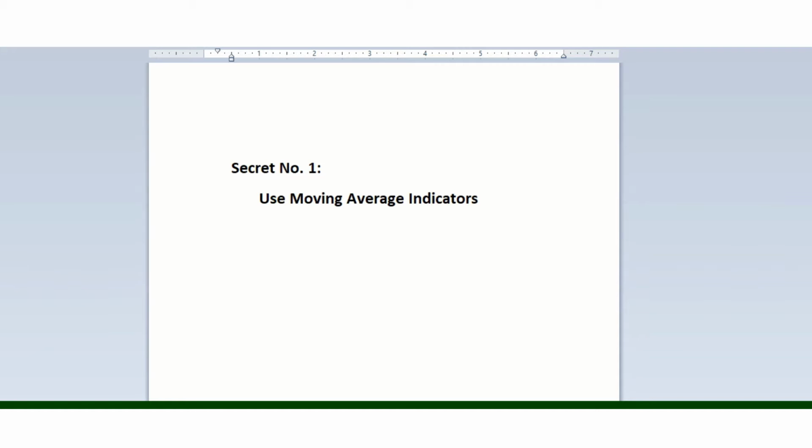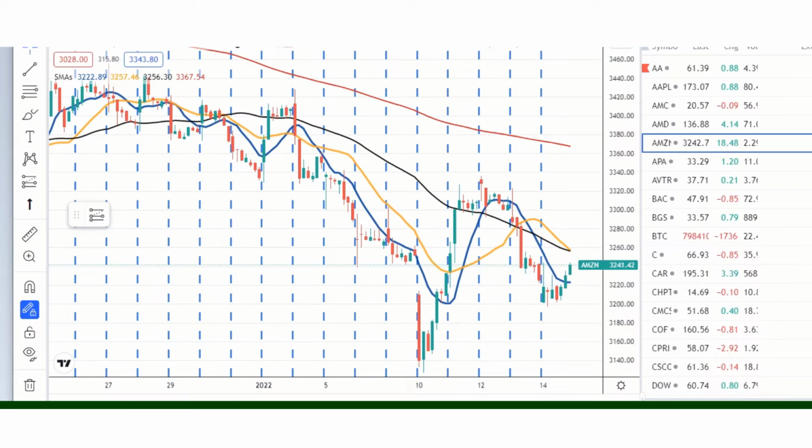Secret number 1 is to use moving average indicators. Learn how to use them correctly and look for simple winning patterns. In today's example, we're going to use Apple stock and the Amazon stock charts to show examples of how to use the moving indicators. Okay, we've got Amazon stock here.